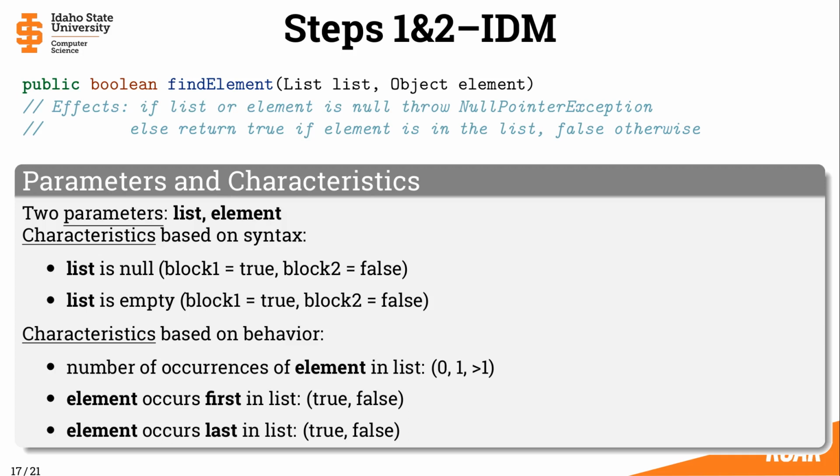And then we have characteristics based on behavior. This is about the element. So either the element is in the list, and then it depends. If the list is null or empty, then we don't worry about it. Then we have the number of occurrences of the element in the list: 0 meaning it's not in the list, 1 meaning it's just one of them, and greater than 1. Then we ask, does it occur first or last in the list? True or false. From that, we can derive all the values we need. So we have a syntax-based characteristic and a behavior-based characteristic.